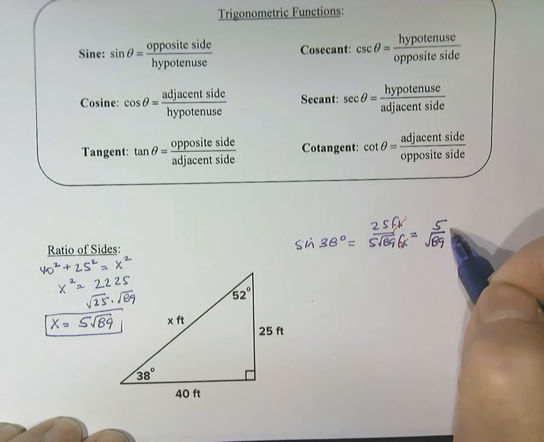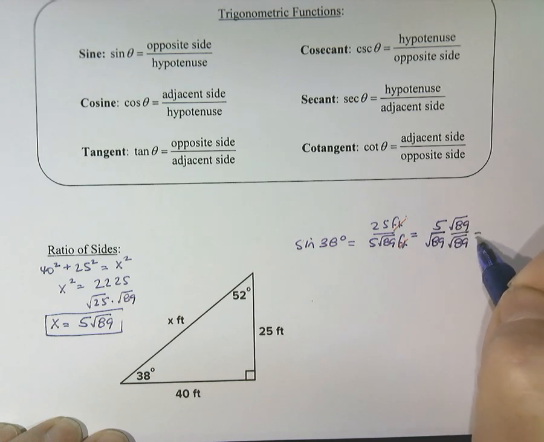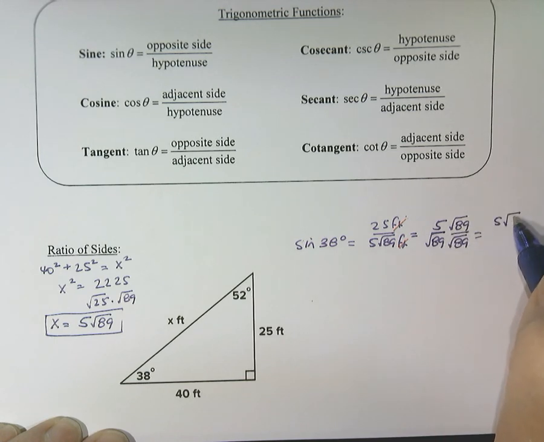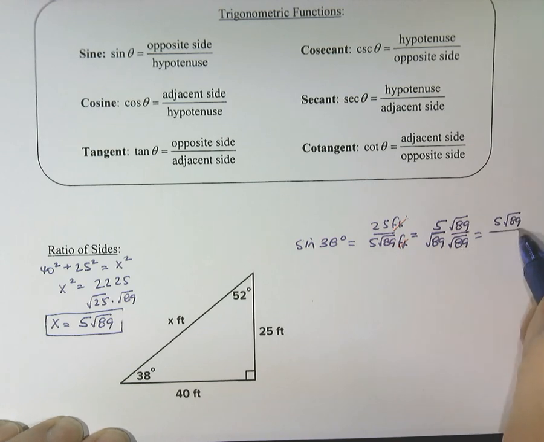And then we're going to rationalize the denominator. 5 square roots of 89 in the numerator. The square root of 89 times the square root of 89 is going to be 89. So that's sine of 38 degrees.